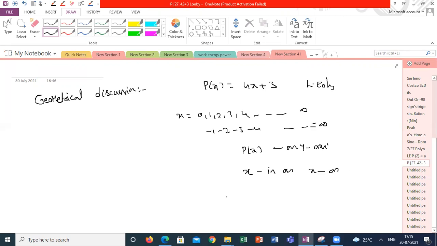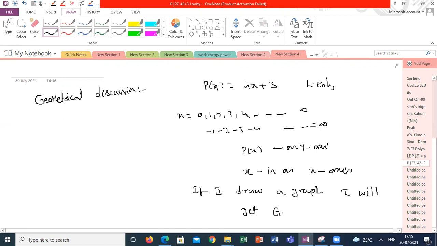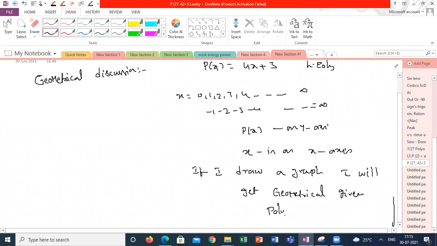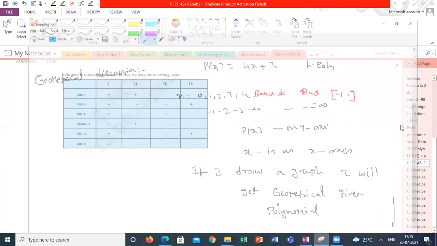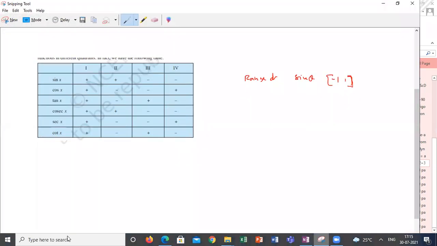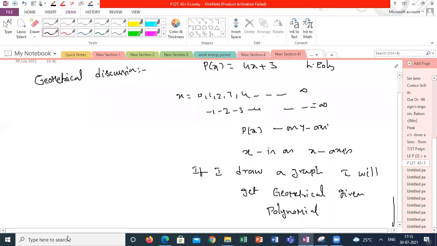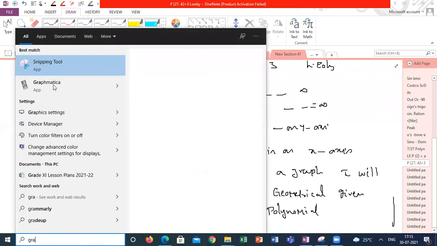if I draw a graph, I will get a diagram. I will trace a graph. I will get a geometrical, pictorial representation of the given polynomial. Each and every polynomial has its own identity. Suppose I take a polynomial of a single equation, for example, the linear polynomial, it always gives a straight line.